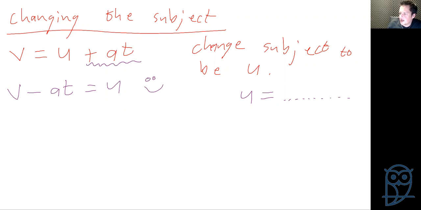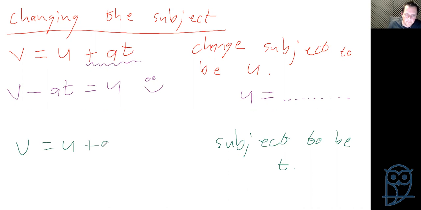What about if I ask for the subject to be T? So from initially V equals U plus AT, I need to try and isolate this. Not too difficult again, but it's a little bit more. So we first got to isolate this term with a T in. So take the U over, V minus U equals A times T.